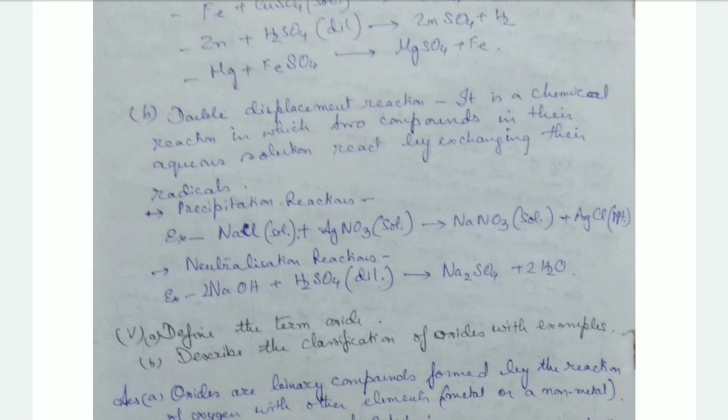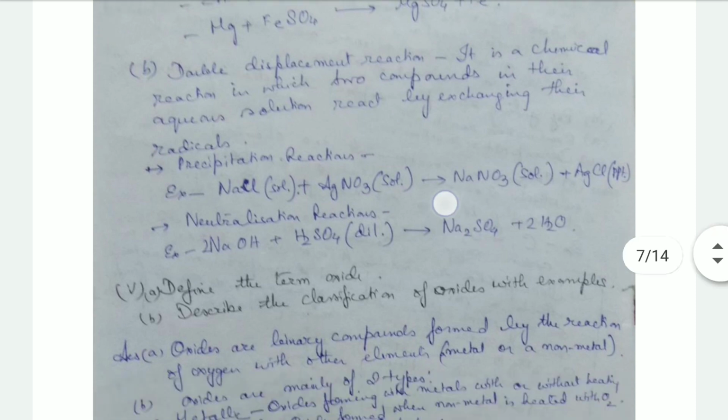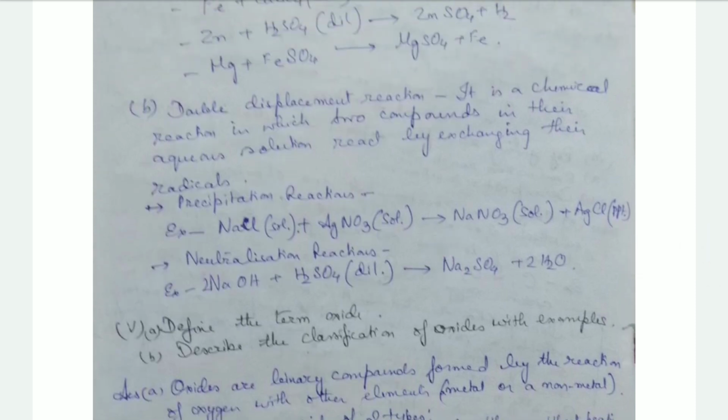Then the neutralization reaction, what happens? A base, an alkali, reacts with an acid. Okay, a base reacts with an acid to form salt and water. For example, sodium hydroxide reacts with dilute sulfuric acid to form sodium sulfate and water. So that is also a neutralization reaction. Here, in both these cases, precipitation and neutralization, the reactants are in aqueous solution form.